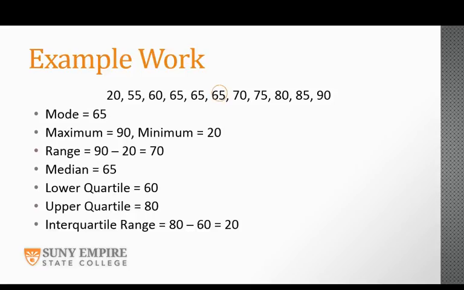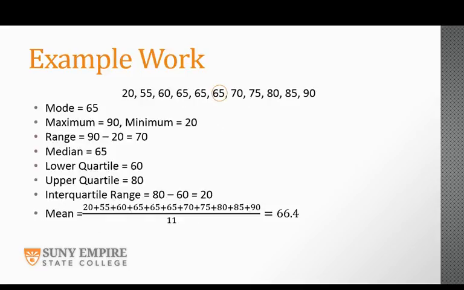Once we know the upper and lower quartiles, we can find the interquartile range. Subtracting, the interquartile range is 20. The final measure to find is the mean. We add up all the scores and divide by 11, since Sam has scores for 11 assignments. This gives a mean of 66.4 when rounded to the nearest tenth.